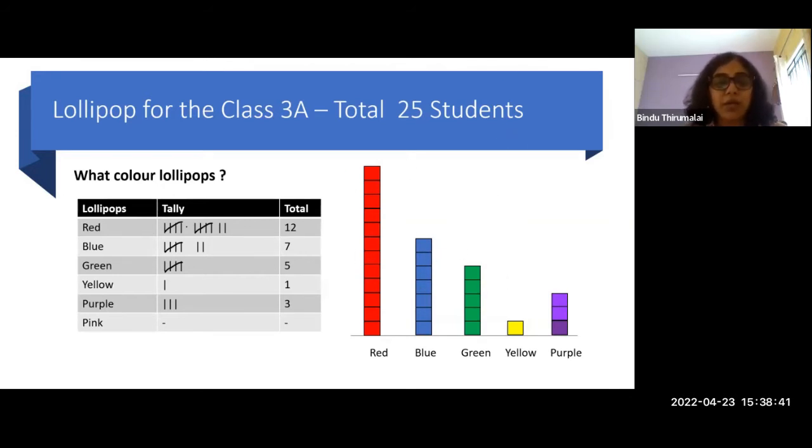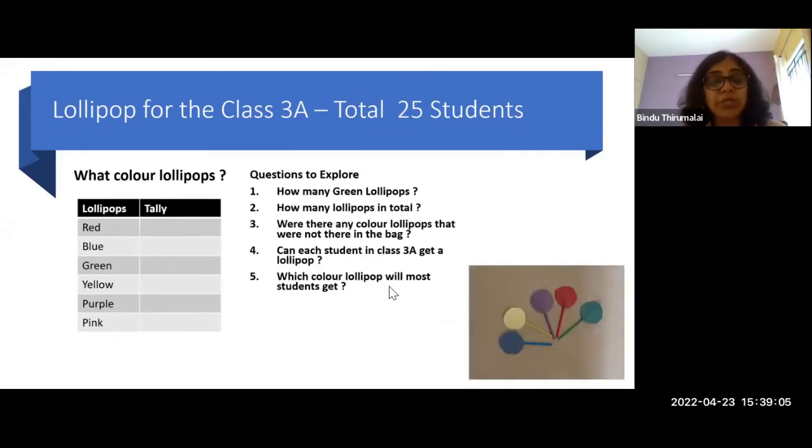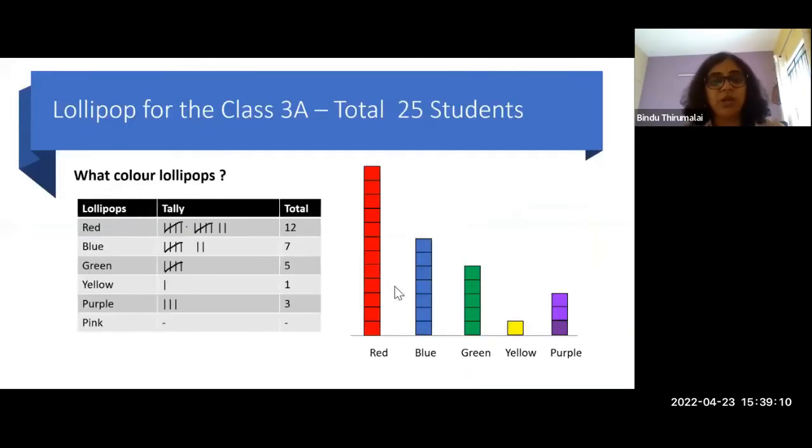Are students able to describe that this graphical representation is the same as their tally? Right? Those are things that you can ask. And it is very important that we ask them. You can also ask them, so they have to infer, right? Which color lollipop will most students get? So what is the answer to that? Oops, sorry. Red.